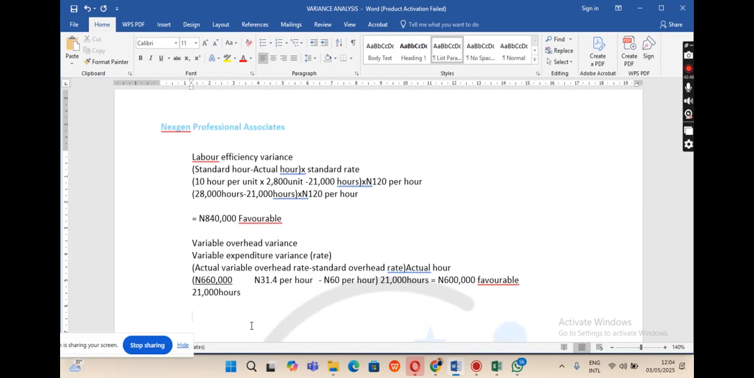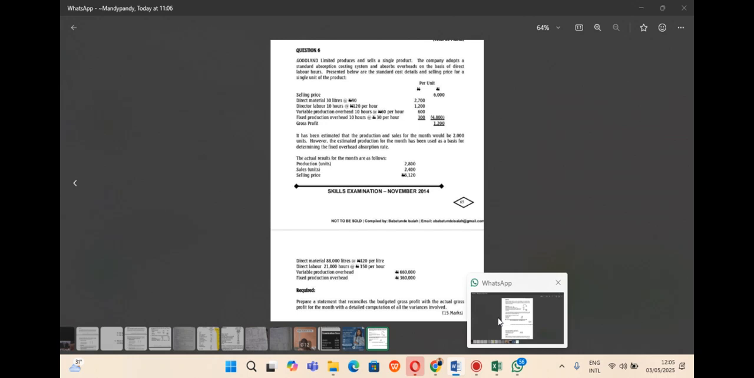Next, variable efficiency variance. So I have a question. Ask your question before we move on, please. This variable production overhead, 10 hours at 60 naira per hour that we use. Why is it that we didn't use these 10 hours? Where did you see the 10 hours? Is the 10 hours a rate? It is hours per unit, not a rate.